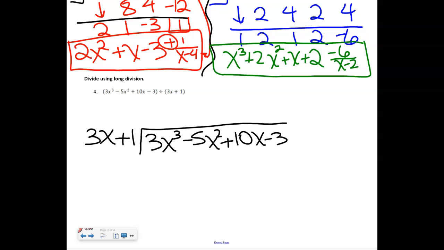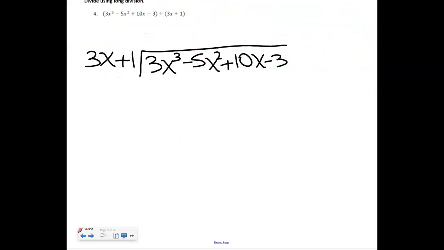Okay. And now reminder, what we're looking for is how do we turn 3x into each one of these? Okay. So how do I turn 3x into 3x to the third? x squared. I don't need the 3 though, right? No, because it's already got a 3. Okay, so I'm going to put x squared. And then reminder, what you do is you distribute that to both of these two things. So now I have 3x to the third plus 1x squared, or x squared. And now what do we do?